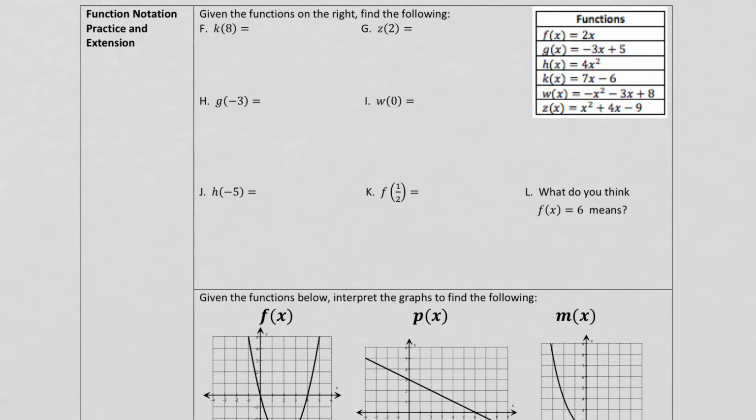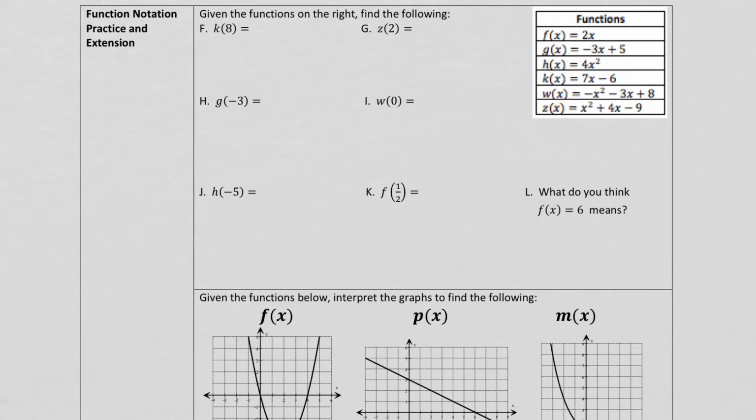Alright guys, so in this case now we want to look at function notation and kind of practice working with these different kinds of problems. So in this case, you're given a bunch of functions on the right and we want to find some following results. So here you have 6 functions.